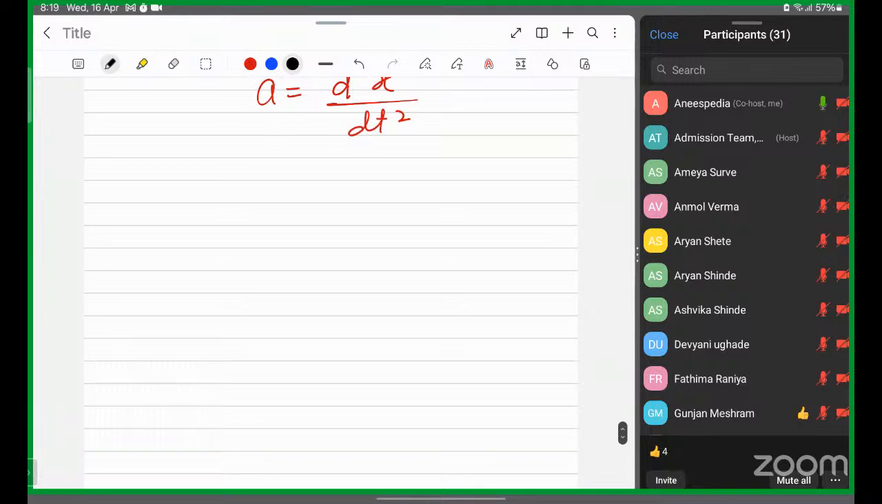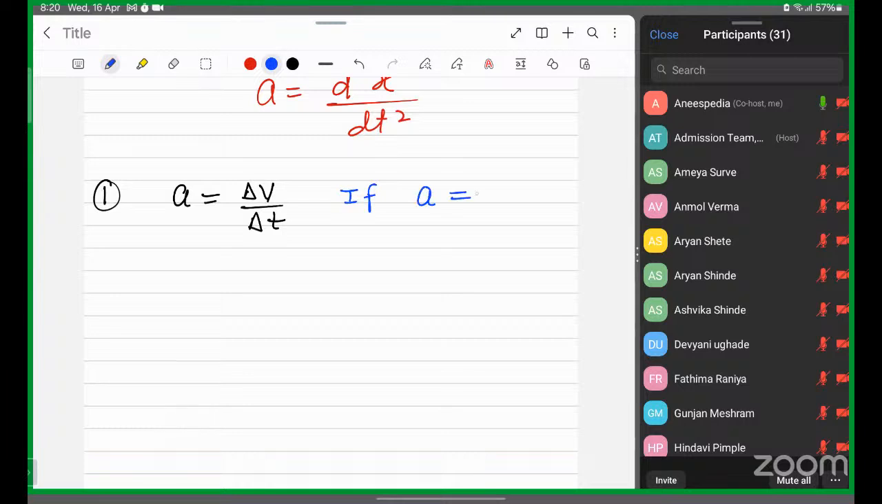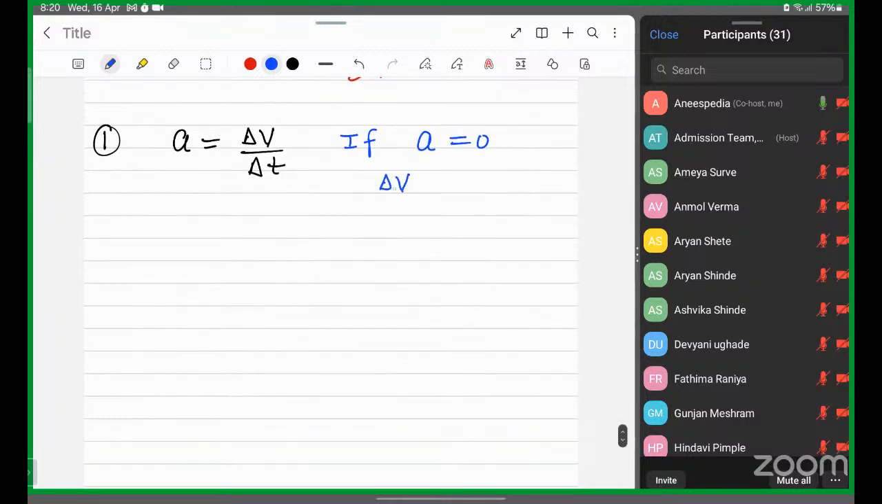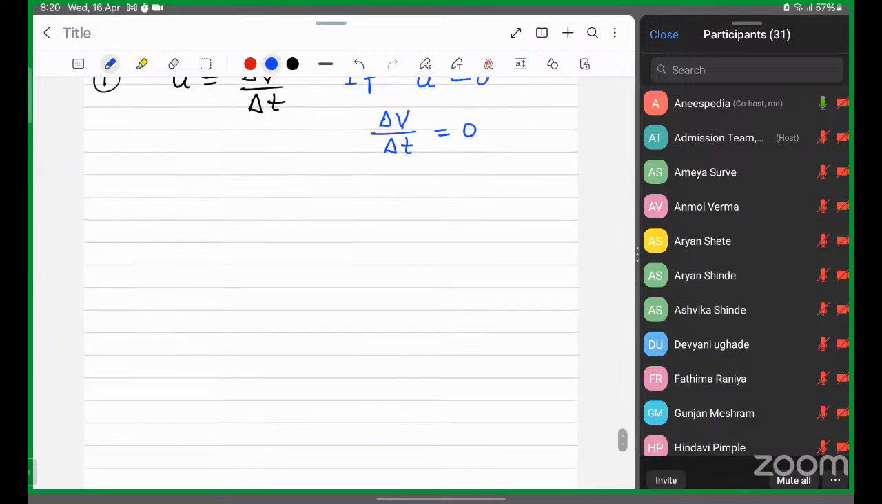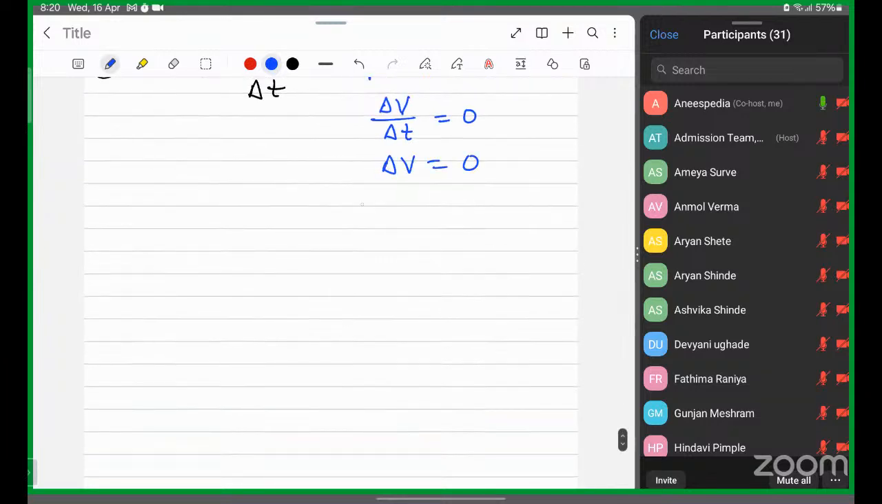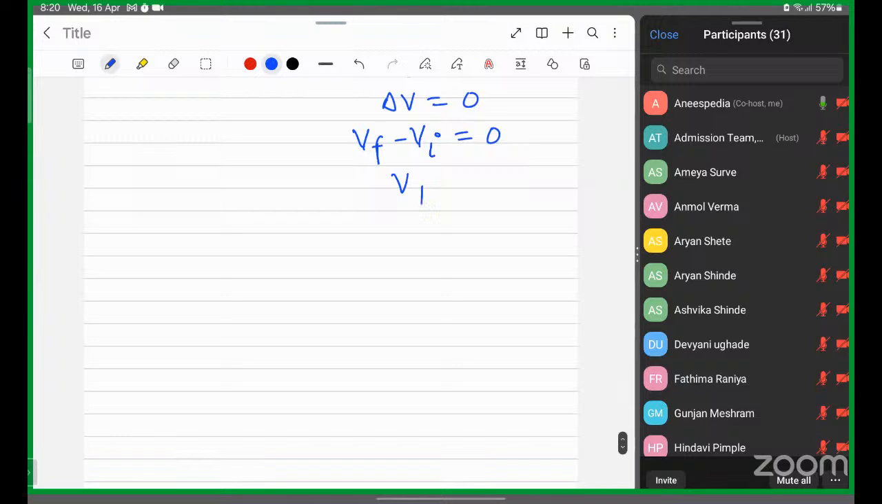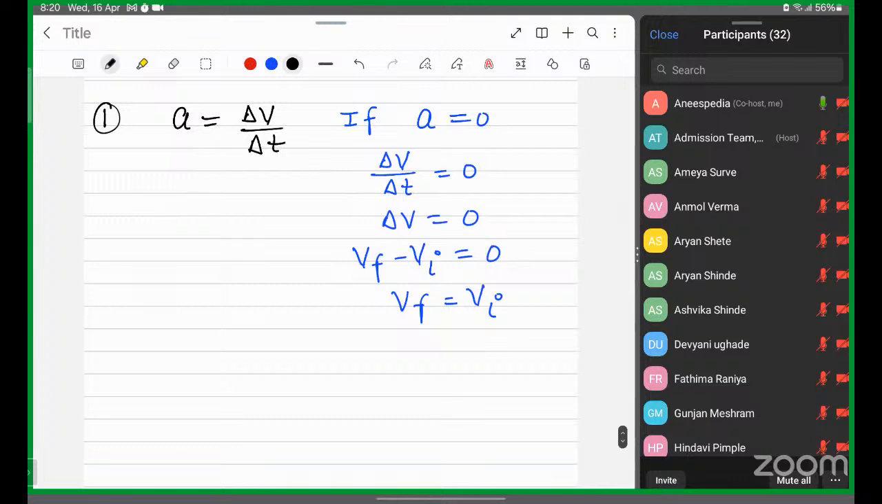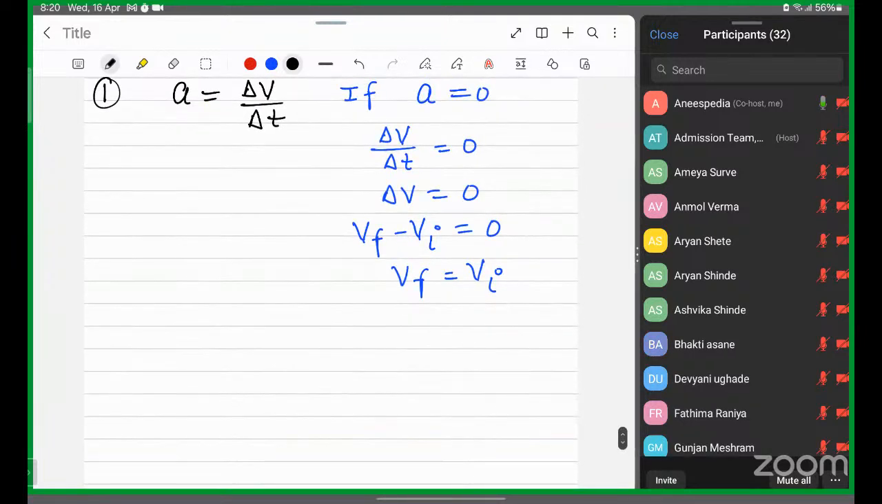Okay, next point is different cases of acceleration. Case first: acceleration is delta v by delta t. If I say that there is no acceleration in the system, it is 0, it means delta v by delta t will be 0, which means delta v will be 0. Delta v is nothing but v final minus v initial, which will be 0. And finally, v final will be equal to v initial, which means if there is no acceleration in the system, there will be no change in velocity.